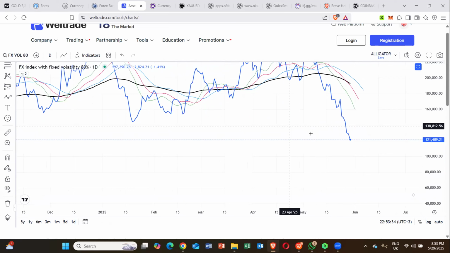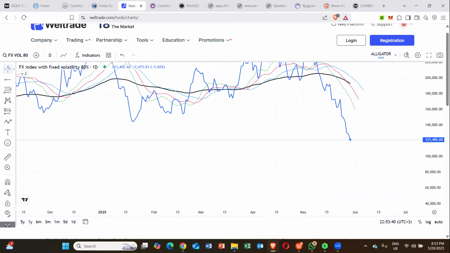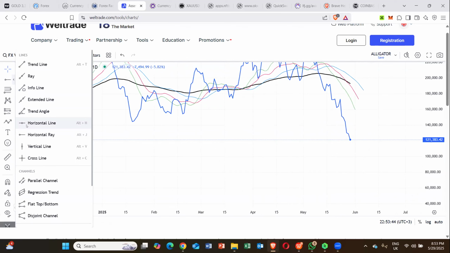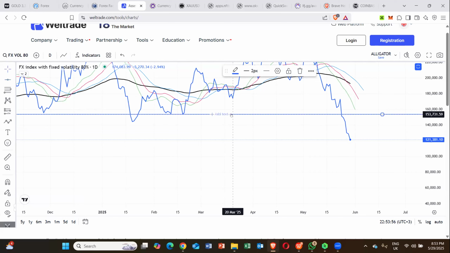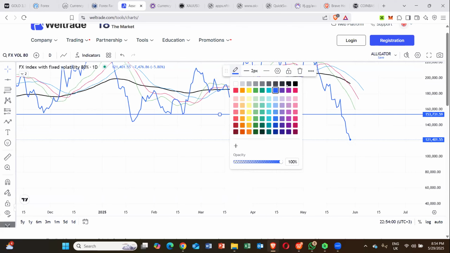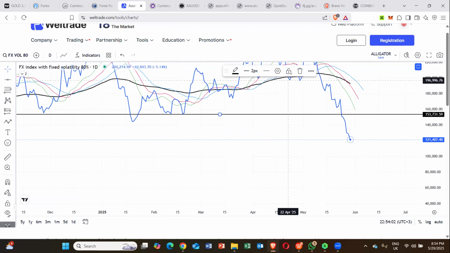So this is where the market is right now. Now I want to draw my key zone. Now, why did I come to line chart? Line chart will give me the exact location, very sharp, because it will not give me the wicks. Line chart does not show wicks.